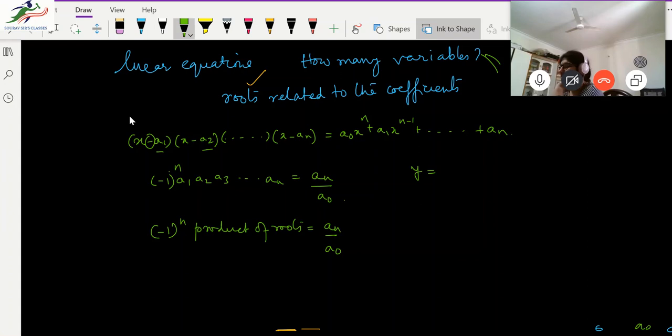So if I have the equation like this, 7x squared plus 4x plus 3, what will be the product of my roots? What is n here in this case? No, no. What is the value of n here in this case?